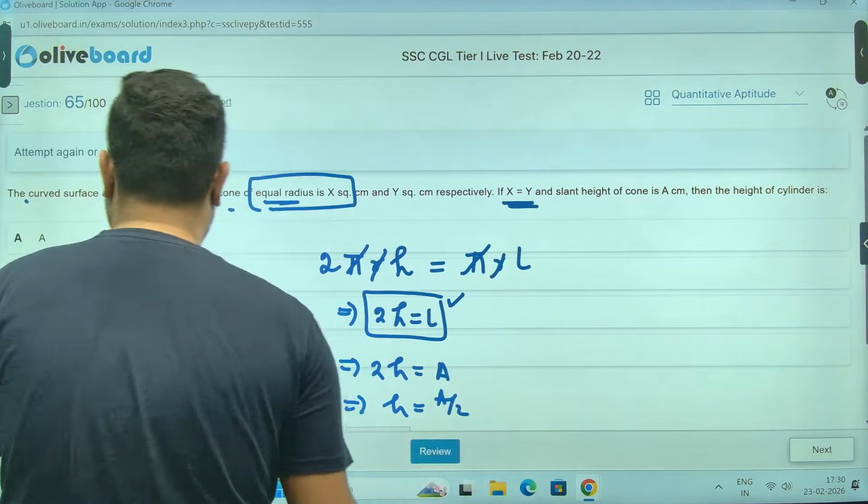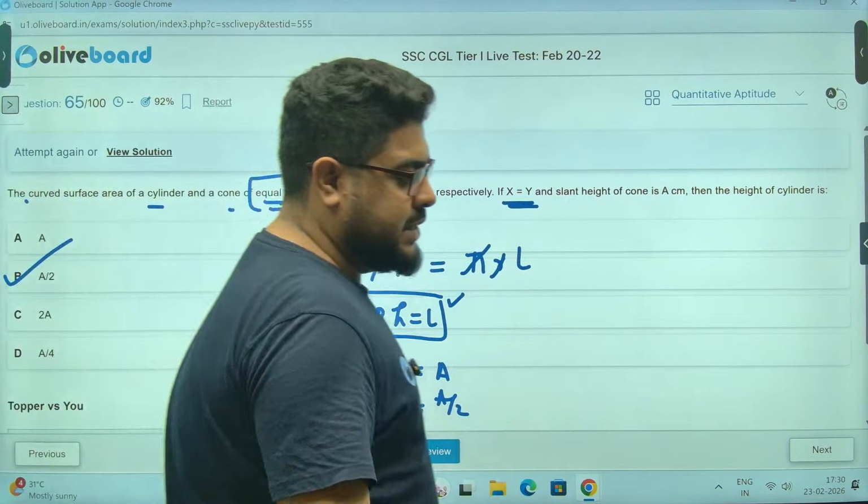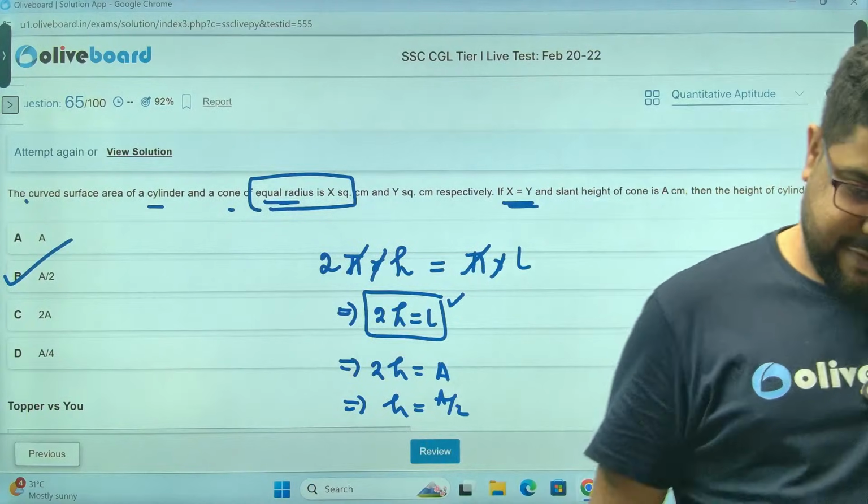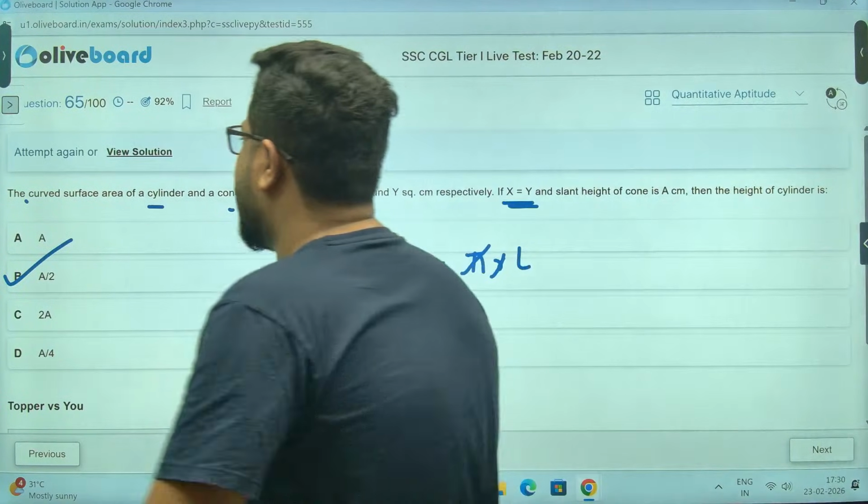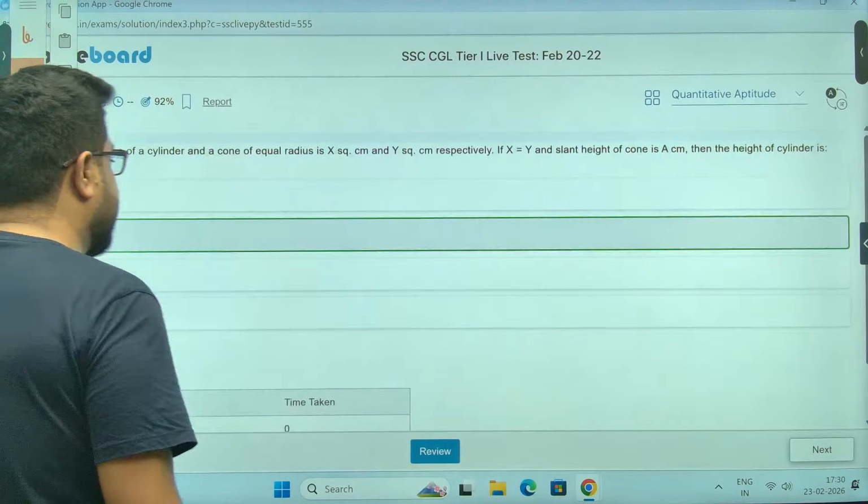This was too easy, very, very simple. That is option number B. A by 2 is the correct answer.